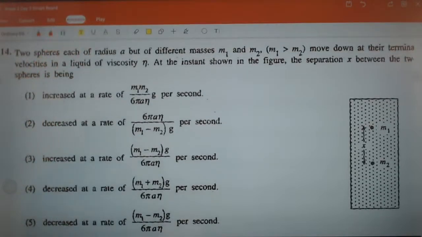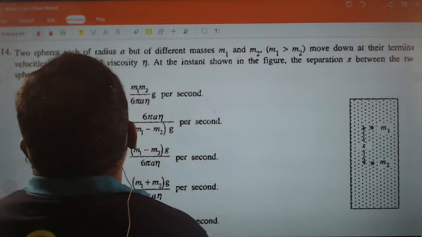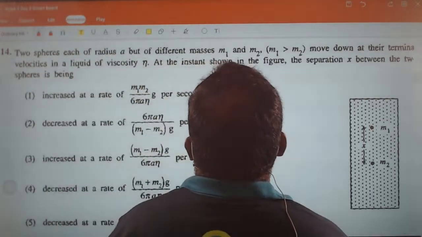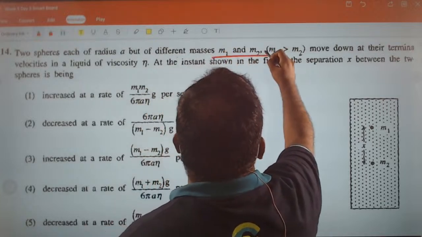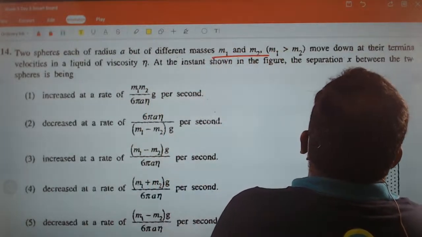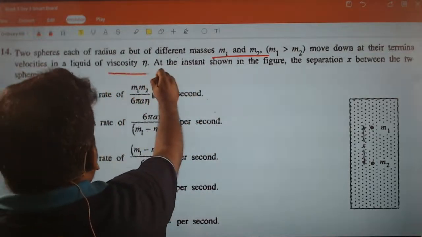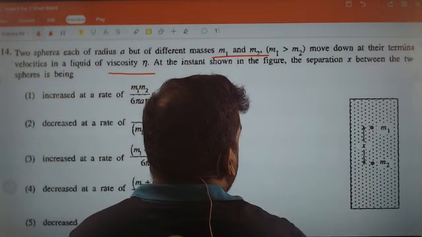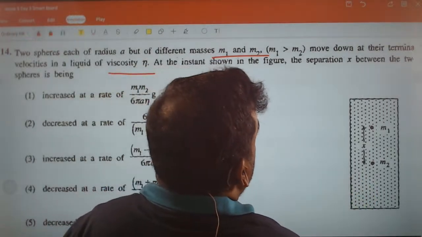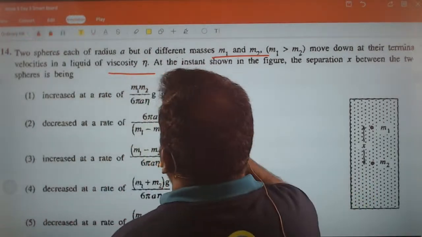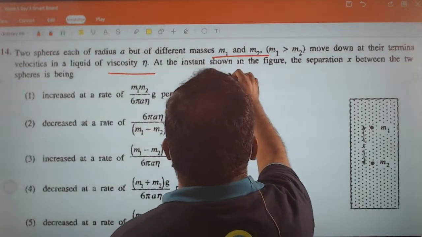Next one. Two spheres, each of radius a but different masses m1, m2, move down at their terminal velocities in a liquid of viscosity eta at the instant shown in the figure. The separation between them is x. Let's assume that they have achieved terminal velocity.